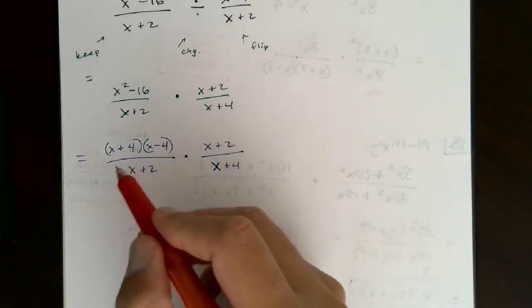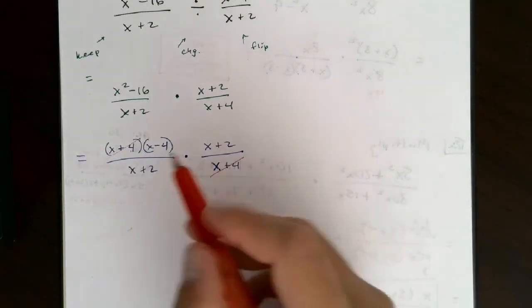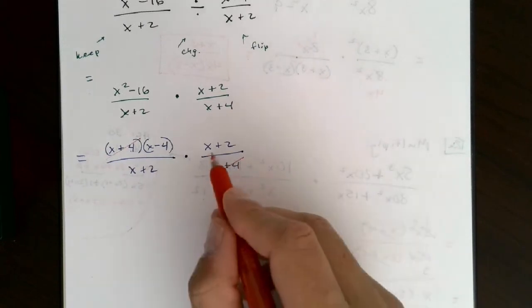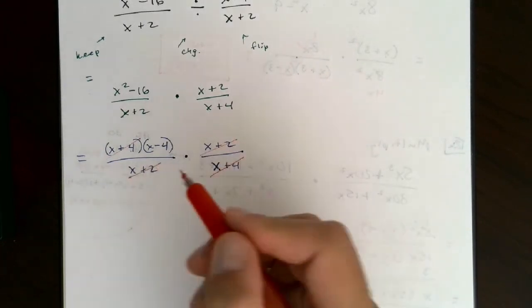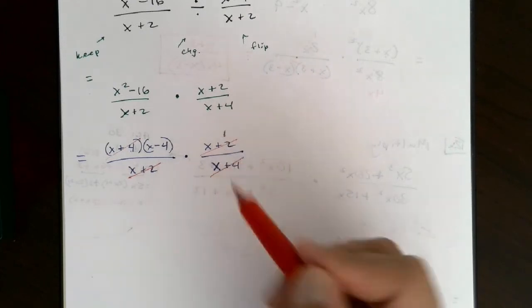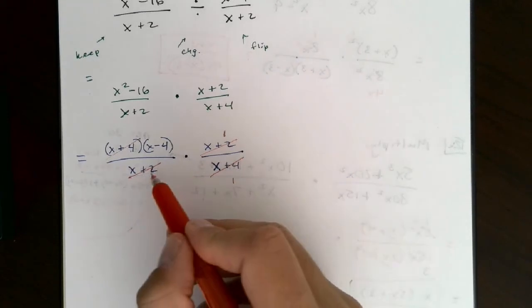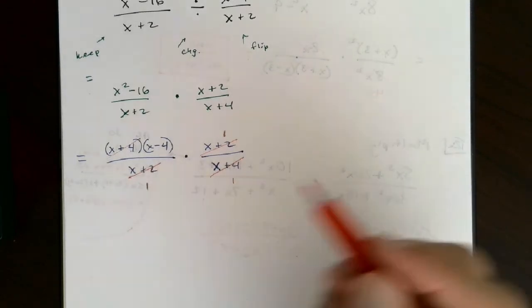So I can cancel x plus 4 here in the numerator with x plus 4 here in the denominator. X minus 4 doesn't cancel at all. X plus 2, that factor will cancel with this x plus 2. Now, notice we canceled the whole thing out here. So if I cancel this whole x plus 2, there's really a 1 there. If I cancel this whole x plus 4, remember there's really a 1 down here. If I cancel this whole x plus 2, remember there's really a 1 down here.